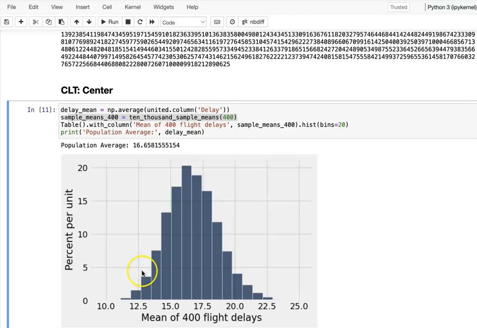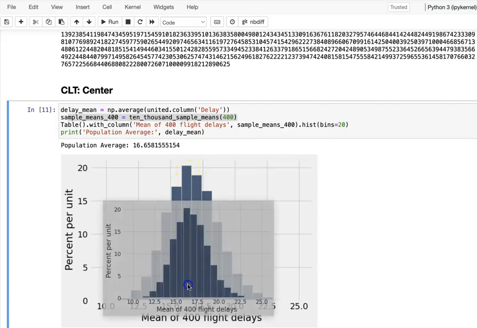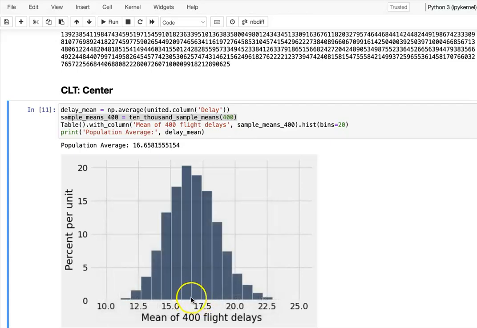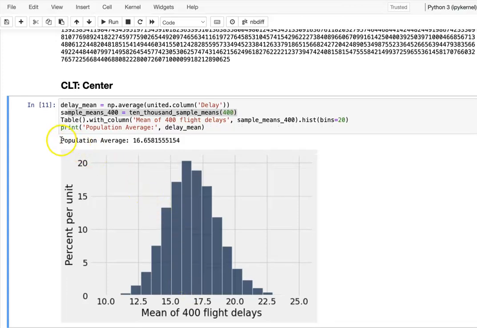Looking at the heights here, we can't really say one bar is the highest; it's kind of in between, so we try to find the center somewhere in between, between 15 and 17.5. If we draw the curve, maybe here is our center, about 16.5. We also show that the population average is around 16.66. So not only is it a bell curve, but the center is also pretty close to the population center. So what does that mean for us? We will continue the discussion in the next video.